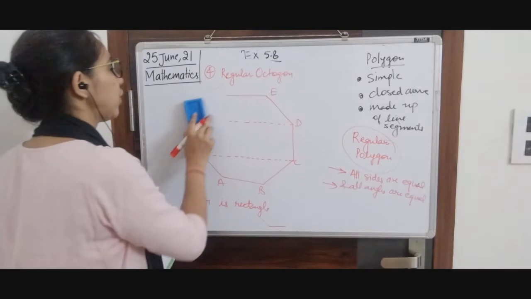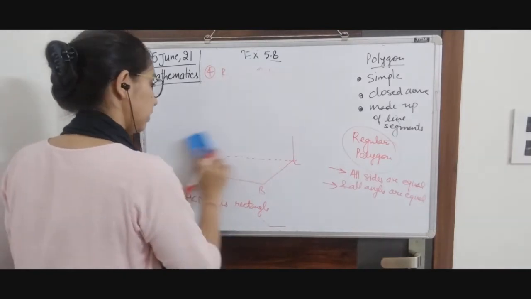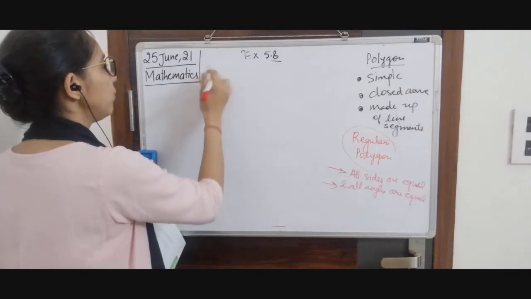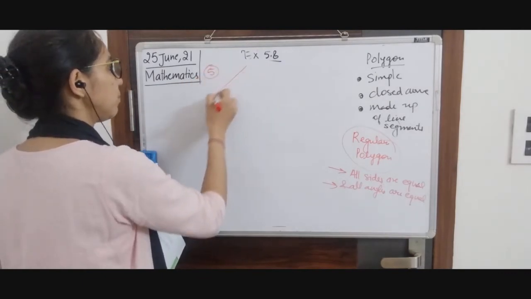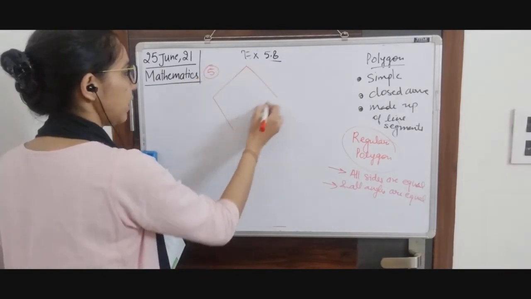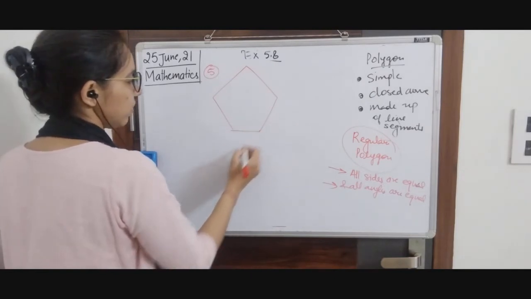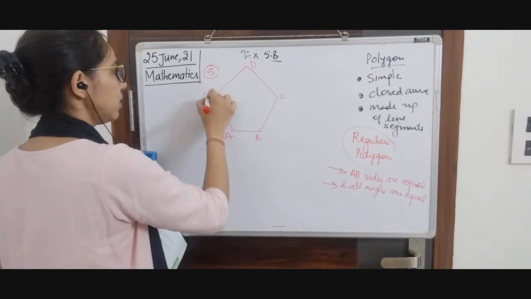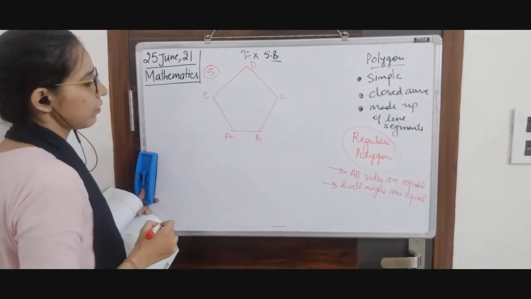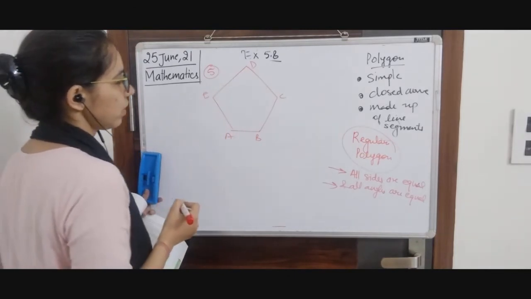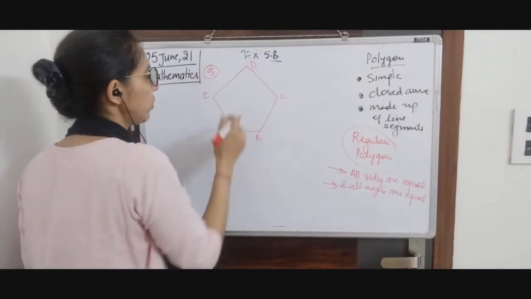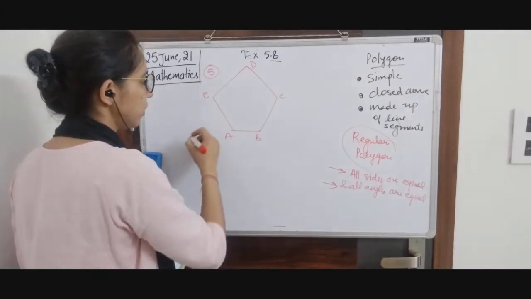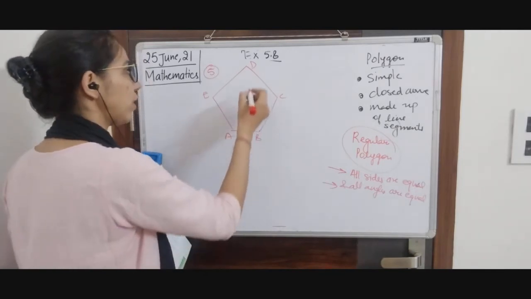Question number 5 is you have to draw a pentagon and then you have to draw a diagonal. Pentagon is going to be like this, 5 sides. A, B, C, D, E. It is advisable that whenever you are drawing a figure, whenever you are using geometry, you have to label the vertices, label the figures. So in it we have to join the diagonals.